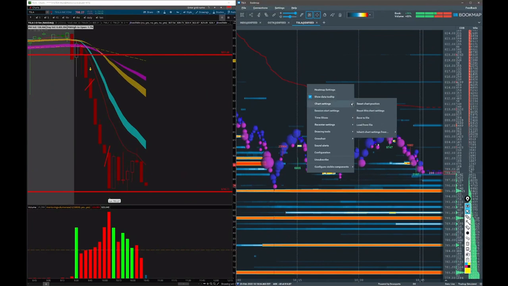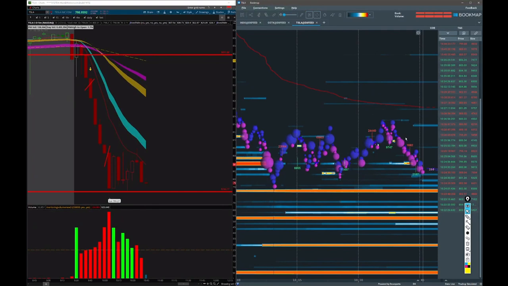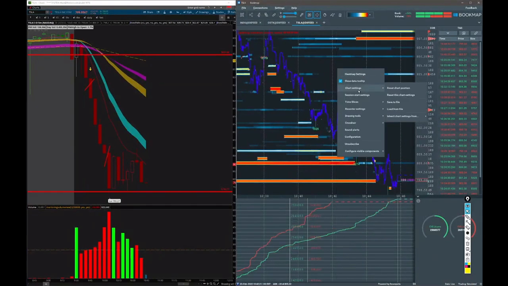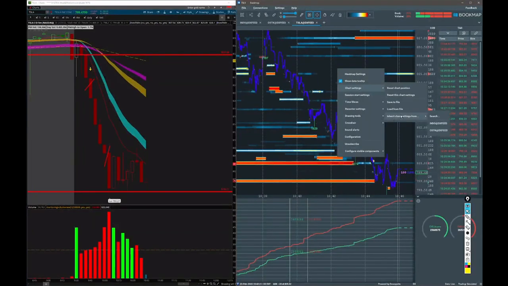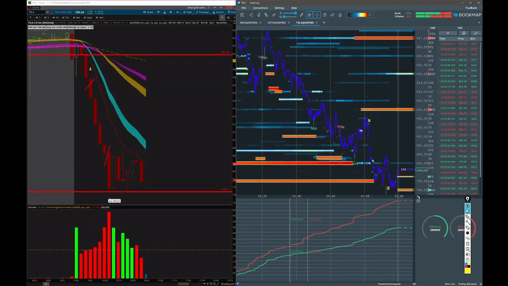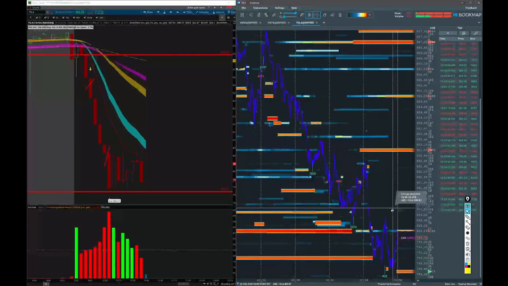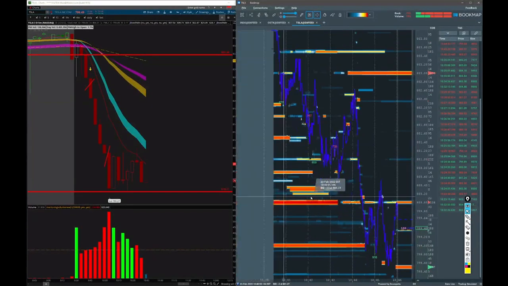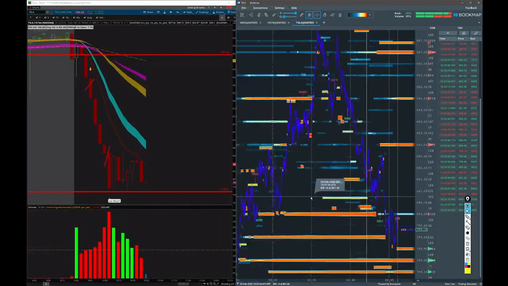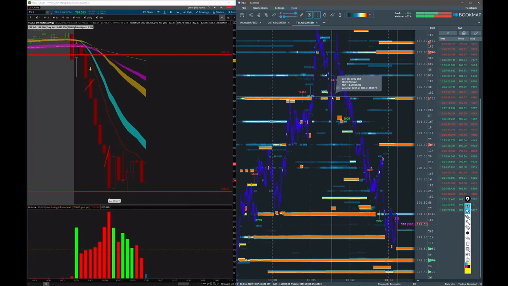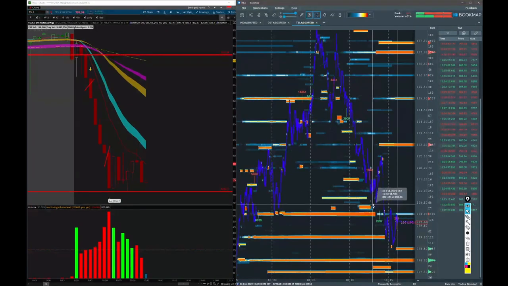So I want to use the same chart I'm using on INDO. You do it like this: right click, chart settings, inherit chart settings from. Then each time it happens, you do that, and the CVD will come up over here. So just close it if you don't need it. As I said, I'm not focusing today on the dots. I'm mostly focusing purely on the price action and on the levels.